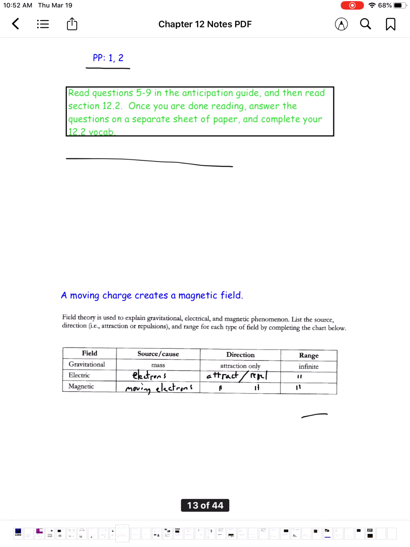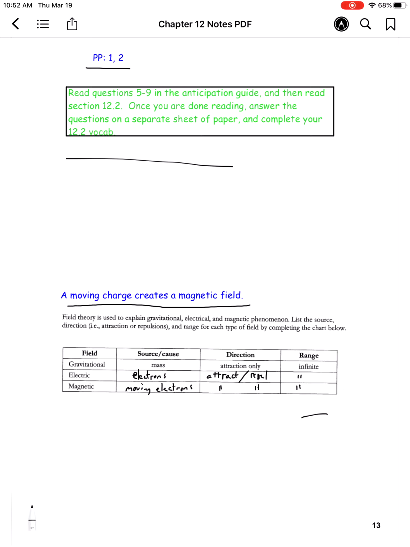Okay, here is Magnetism Lesson 2. At the end of the last lesson, we just finished up with our anticipation guide, reading 12.2, and some vocab as well. What's important here is that a moving charge creates a magnetic field. So we have field theory.